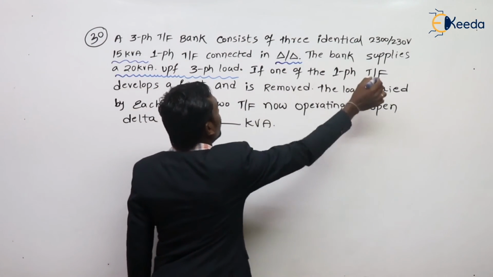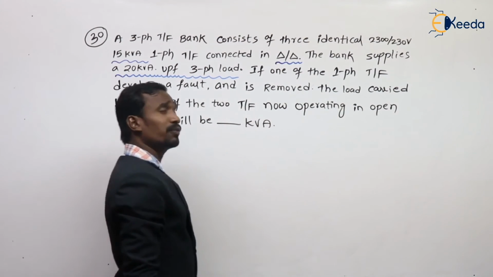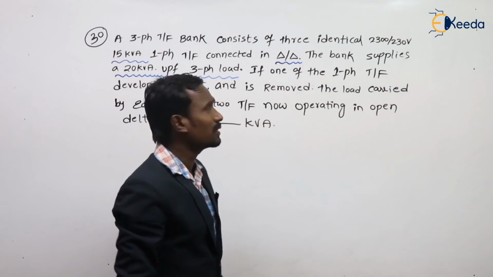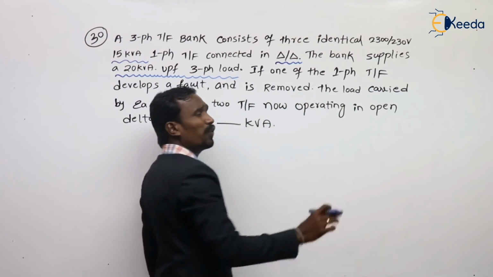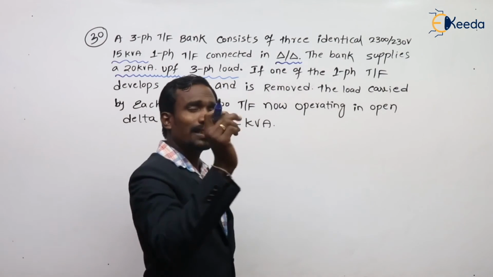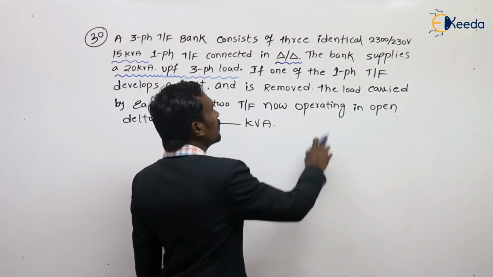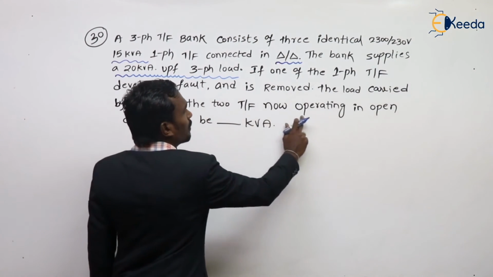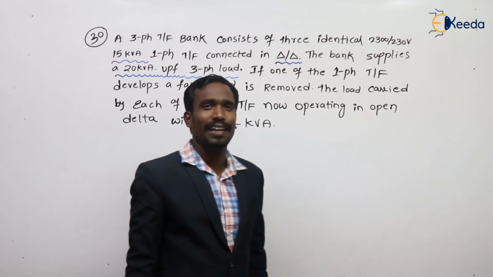If any one of the transformers, out of 3, develops a fault and is removed due to the fault, in delta delta, when one transformer is removed, that is called open delta, we know that. The load carried by each of the 2 transformers now operating in open delta will be dash kVA.